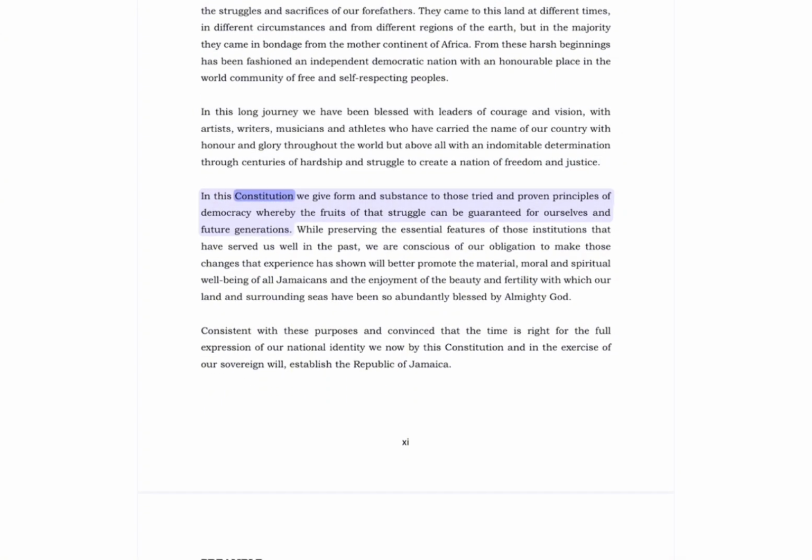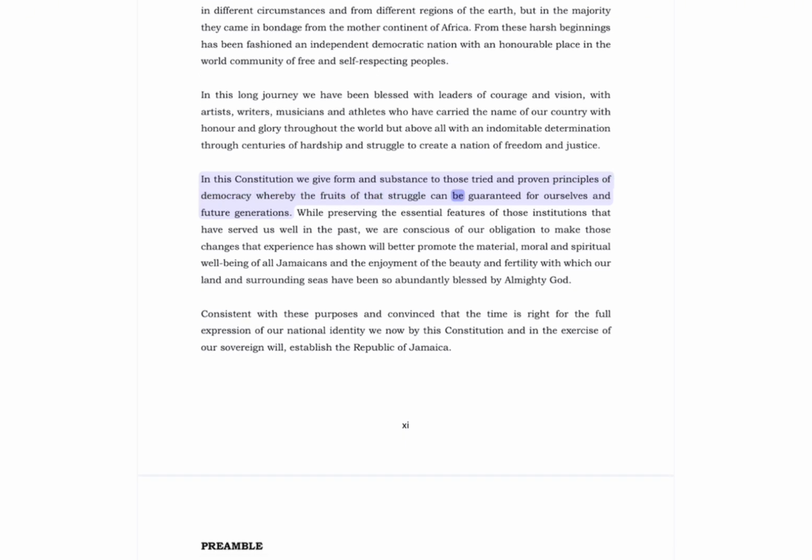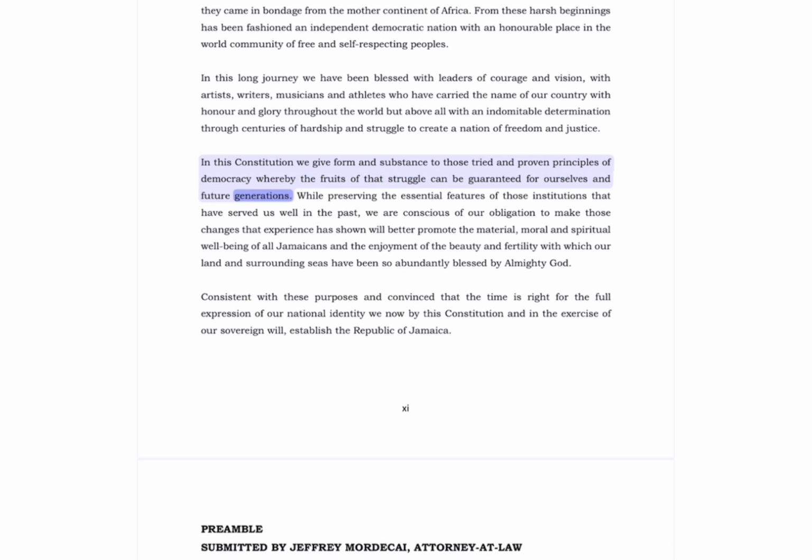In this Constitution we give form and substance to those tried and proven principles of democracy, whereby the fruits of that struggle can be guaranteed for ourselves and future generations, while preserving the essential features of those institutions that have served us well in the past.